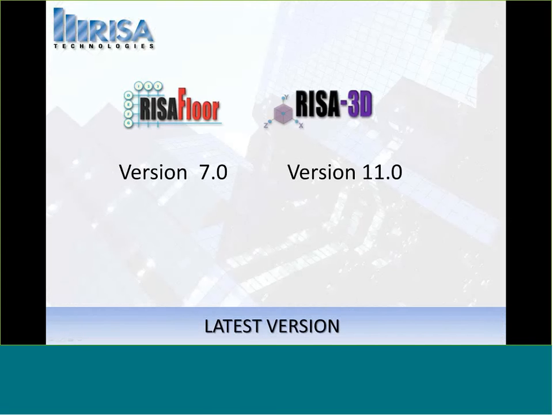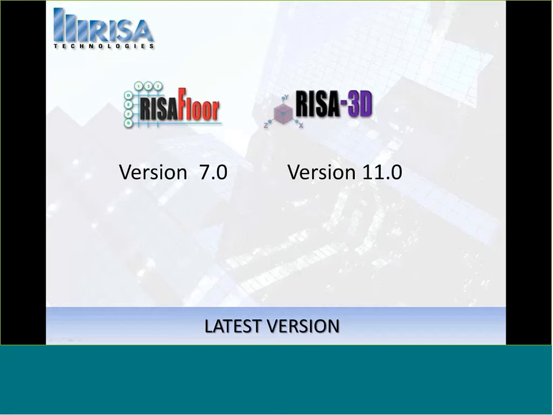Let's start talking a little bit about the programs we're going to be looking at. RISAFloor and RISA 3D together, those two programs are what we're going to be using to build an actual building model. So it's going to be a multiple story building, and the latest versions here are version 7.0 for RISAFloor and version 11 for RISA 3D, and these are the versions we're going to be using today.